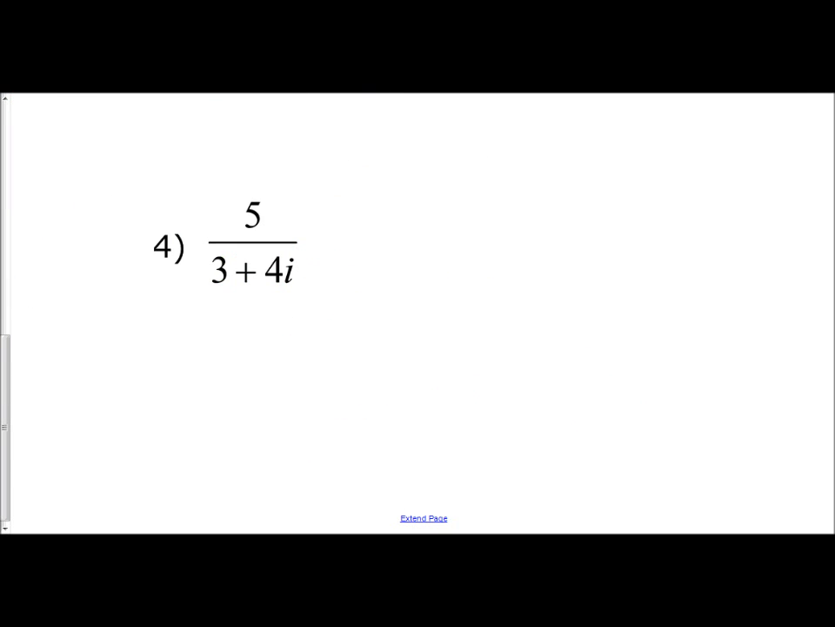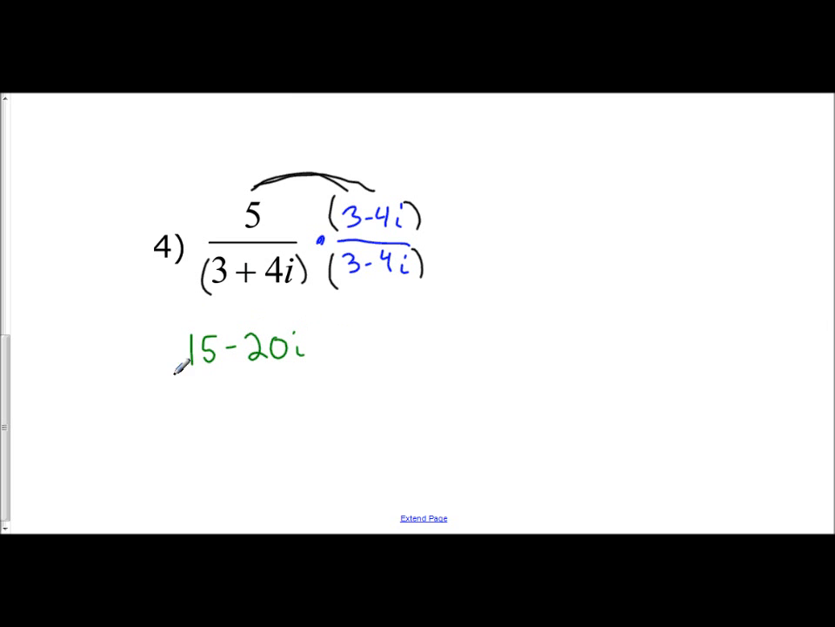5 over 3 plus 4i. So the conjugate of 3 plus 4i is 3 minus 4i. So I'm going to multiply the top and the bottom by 3 minus 4i. Insert the parentheses so I can remember to distribute. 5 and 3, and 5 and negative 4. That's going to give me a 15 minus 20i on the top.